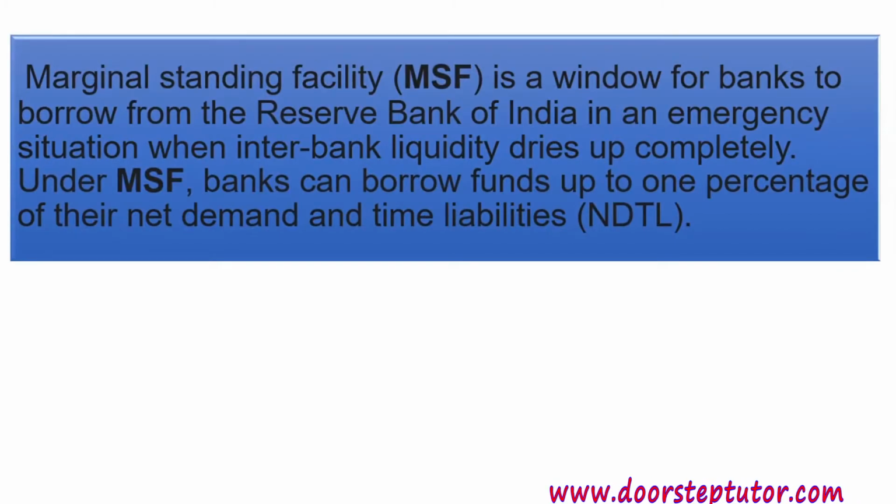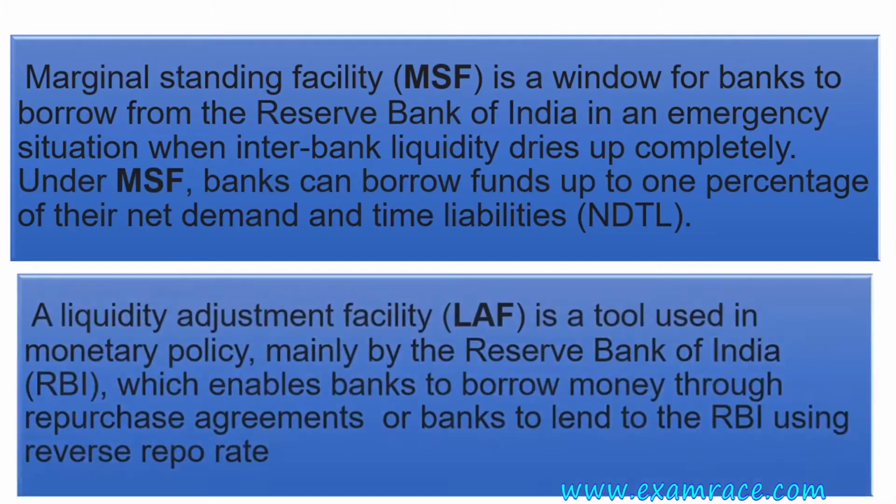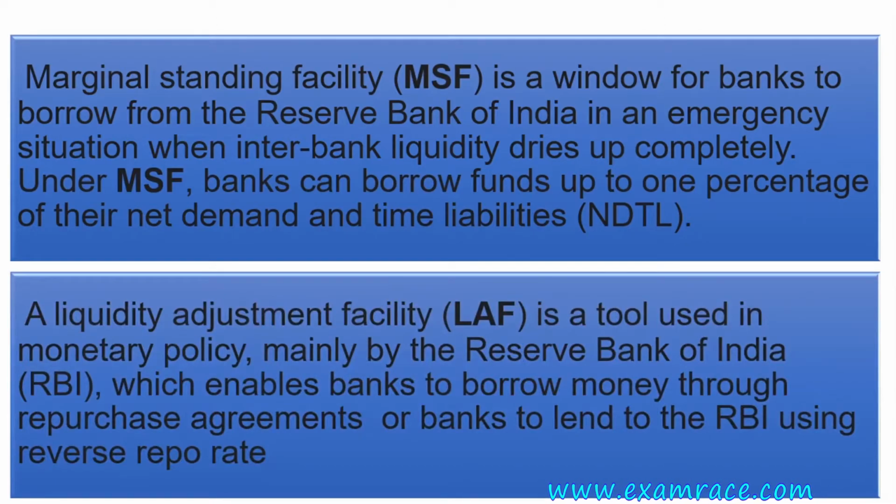Now MSF is a window for the banks to borrow from RBI in an emergency situation where interbank liquidity dries up completely. When I can't borrow internally from other banks or other financial institutions, I have the lender of last resort, that is RBI, to borrow from. Under MSF, that is marginal standing facility, banks can borrow funds up to 1% of their net demand and time liabilities.